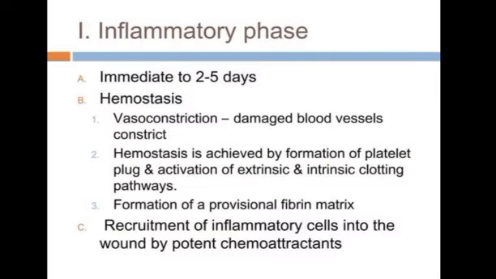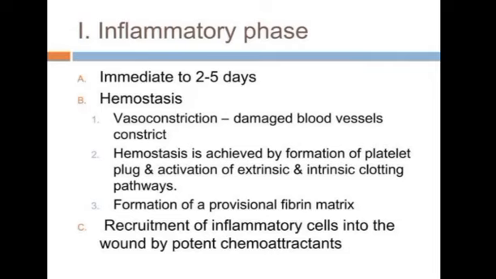The first one is the inflammatory phase. The inflammatory phase takes place in 2 to 5 days. Hemostasis: there will be vasoconstriction, because in the injured area the blood vessels will start to leak. During that time, the blood vessels start to constrict. Constriction causes reduced bleeding, and the bleeding will be stopped. Hemostasis is achieved. Then the blood clot is achieved by platelets and the intrinsic and extrinsic clotting factors, which stop the bleeding by forming a blood clot.